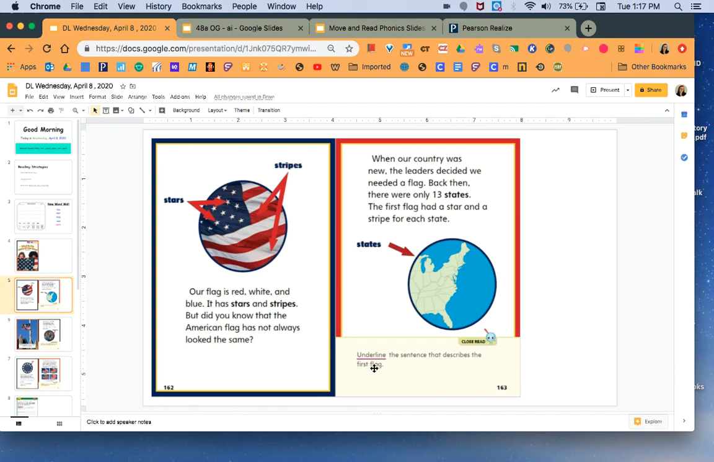And this is a picture of the states. So we're going to go through, since this is the second time we're reading this, we're going to underline with our finger the sentence that describes the first flag. So go ahead and take a look at the text and see if you can find the sentence that describes our first flag. Now I see the words the first flag, so that's going to be a clue for me and my brain to know that that's going to be the one that's going to answer this. So with your finger just on the screen, go ahead and underline. The first flag had a star and a stripe for each state.